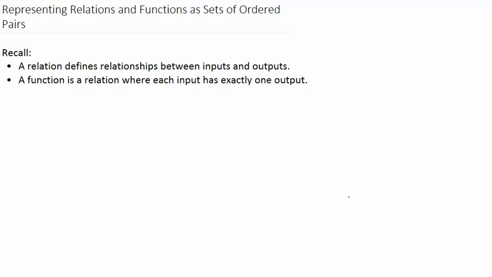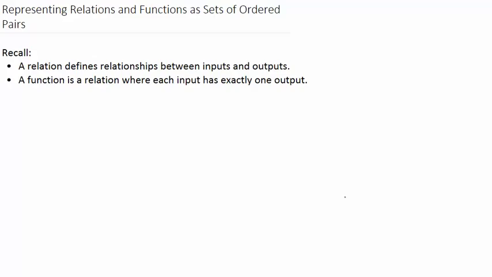Okay, now we'll take a look at a different way of representing relations and functions. And the way that we're going to look at it is using a set of ordered pairs. But before we do that, let me remind you what a relation and a function are. A relation is more general than a function. It defines relationships between inputs and outputs. The number of relationships doesn't matter. A function, however, is a relation where each input has exactly one output.